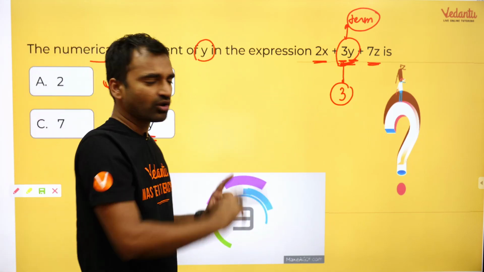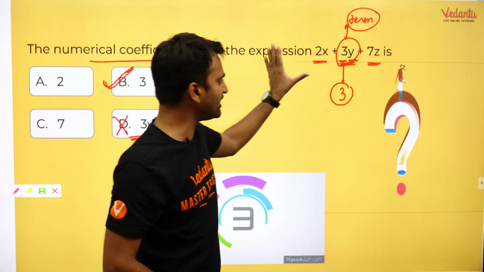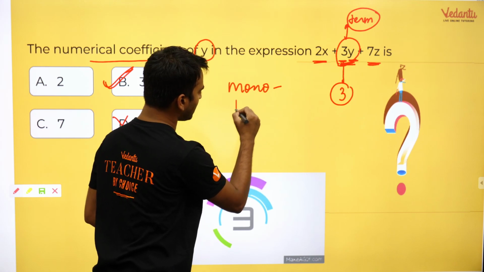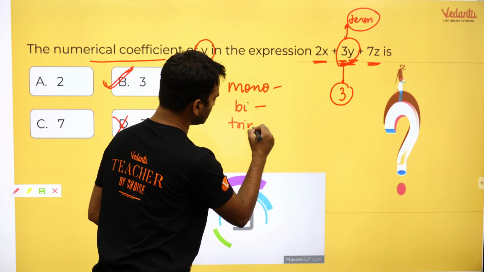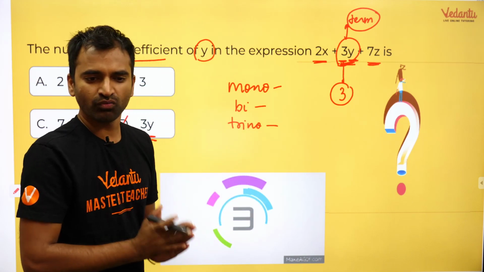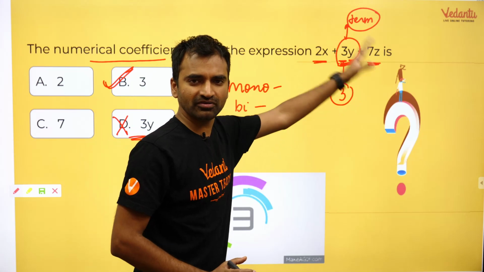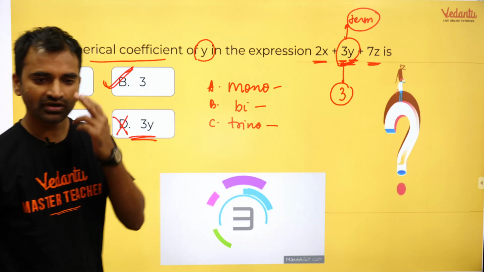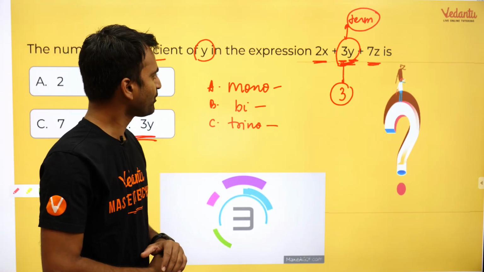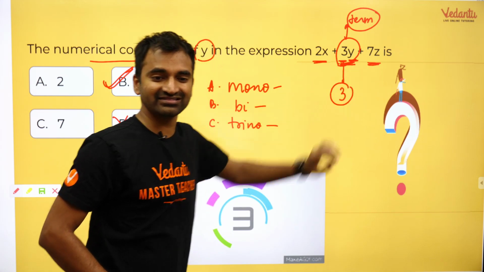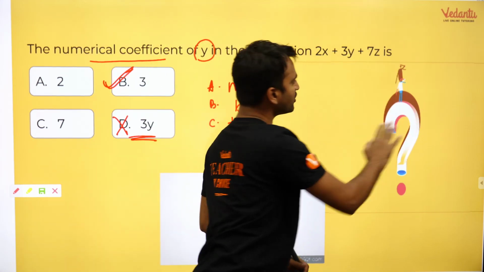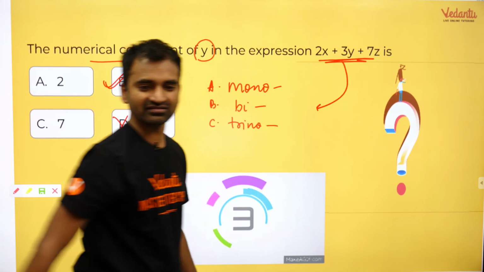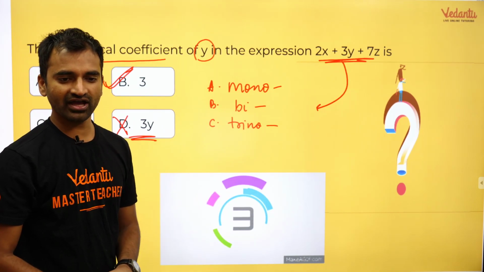Now, while we are on this question, what kind of an expression is this? Is this a monomial or a binomial or a trinomial or something else? What kind of a expression, algebraic expression is this? What do you guys think? Mark A for this, B for this and C for this. Right? Everyone? 2x plus 3y plus 7z. I'm talking about 2x plus 3y plus 7z. I'm not just talking about 3y. So 2x plus 3y plus 7z, what kind of an expression is this? A, B or C?